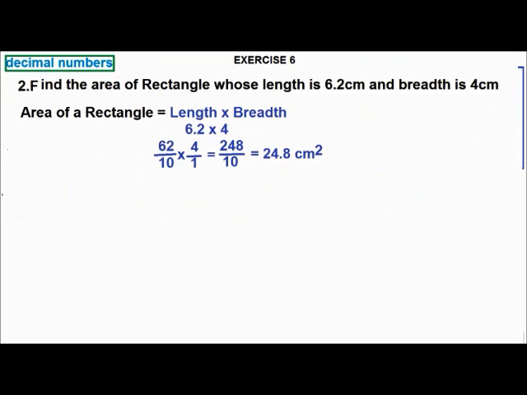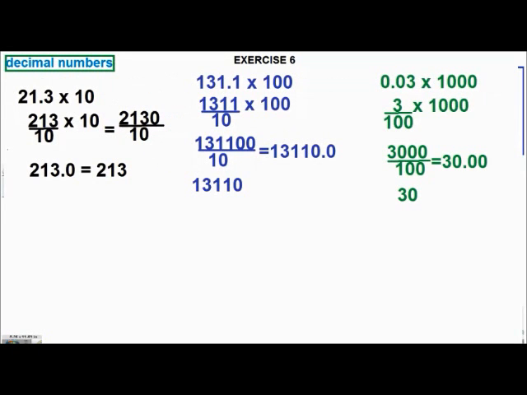Find the area of a rectangle whose length is 6.2 centimeters and breadth is 4 centimeters. We know area of a rectangle is equal to length into breadth. 6.2 into 4. 6.2 becomes 62 by 10 into 4 by 1. That is 248 by 10. 24.8 square centimeters.